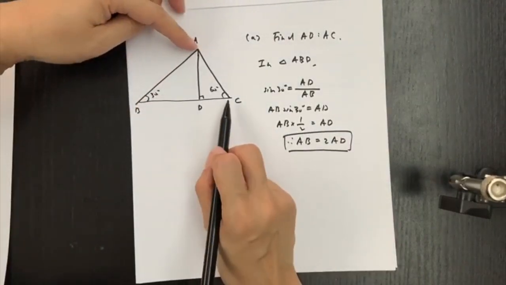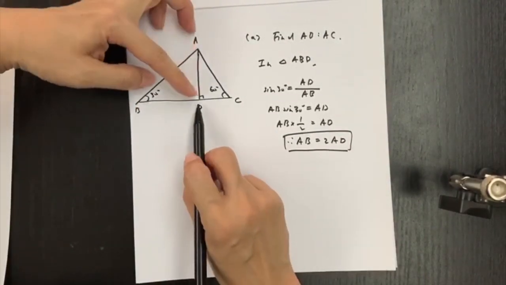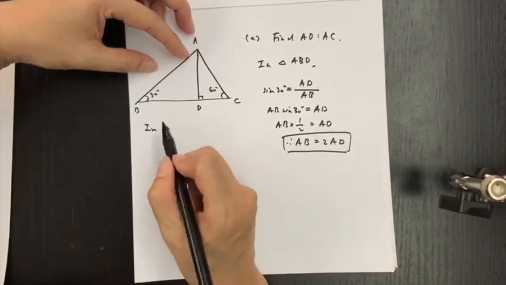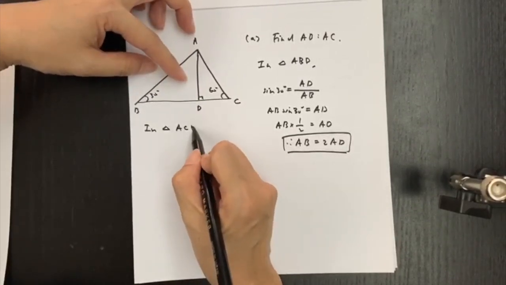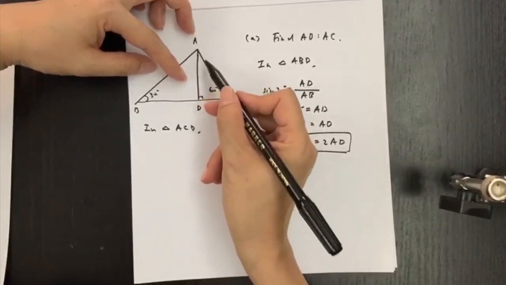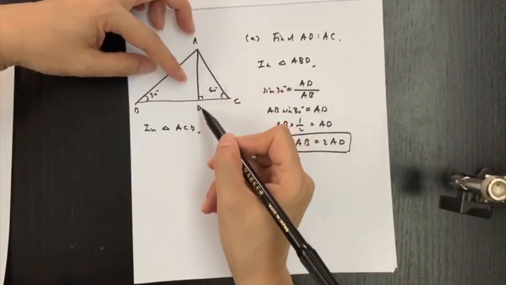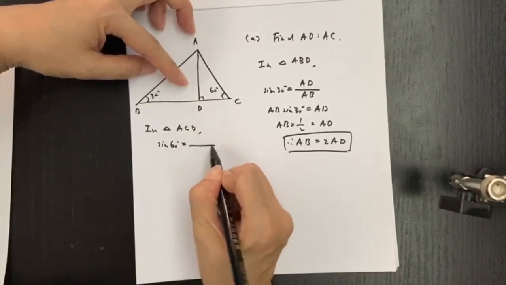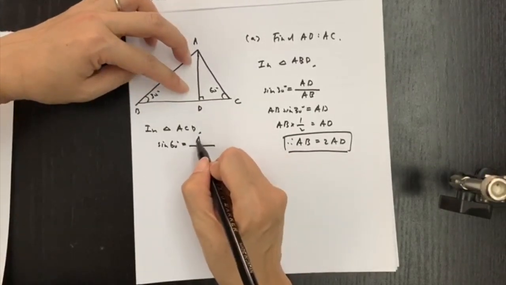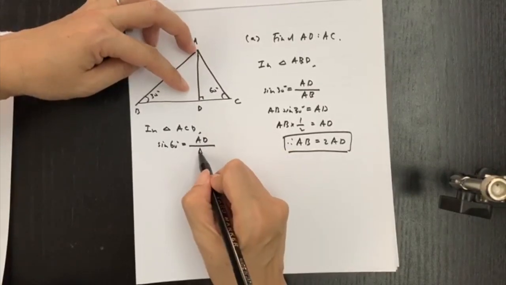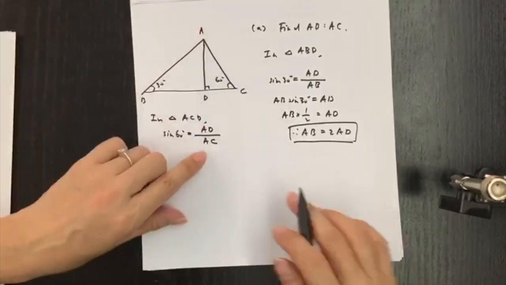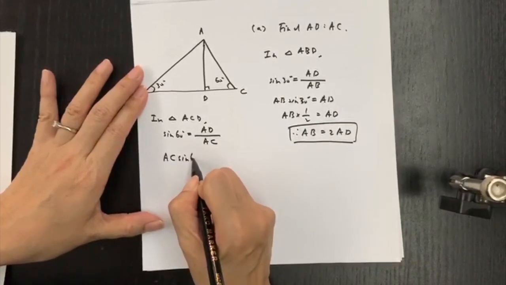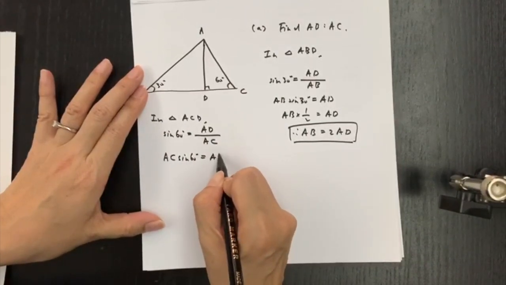Next, look at this triangle. AD is the common side. So now I put in triangle ACD. This AC is the hypotenuse and this is the opposite side. I use sine 60, which is the opposite side, AD, over the hypotenuse, AC. Again, I change the subject to AC, so that would be AC sine 60. Do it step by step.